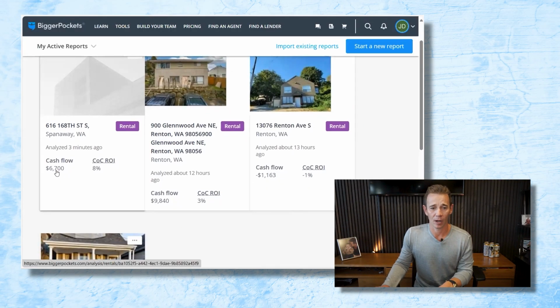So right now we have a property in Spanaway that we're looking at. It had an 8% cash on cash return. That's a higher return. That's kind of where I want my margins to be at. I actually want to be at 10 in this specific neighborhood. But this tells me I'm really close on this deal and I should stay in front of it.